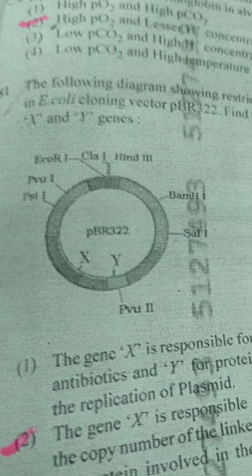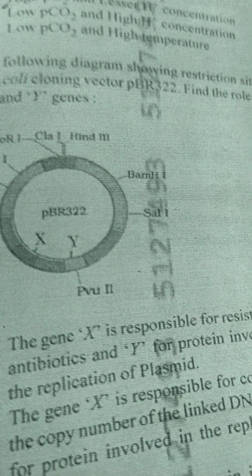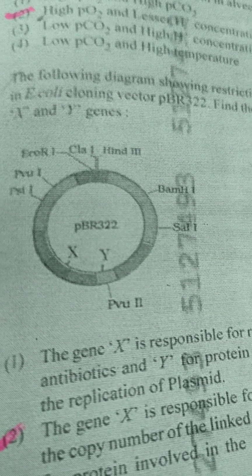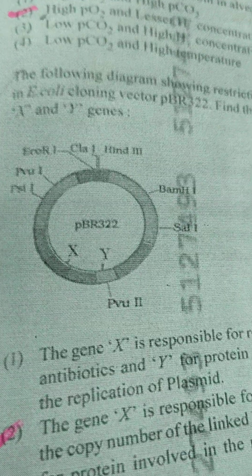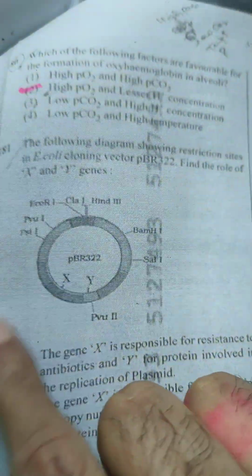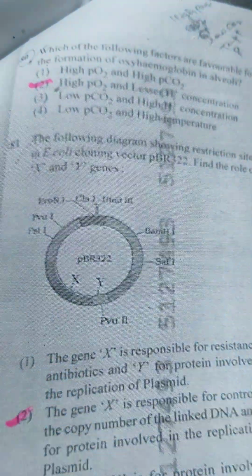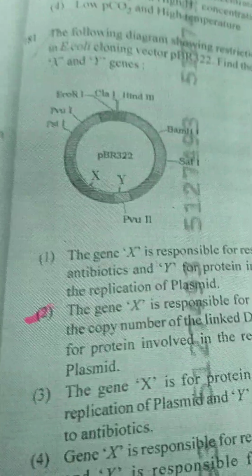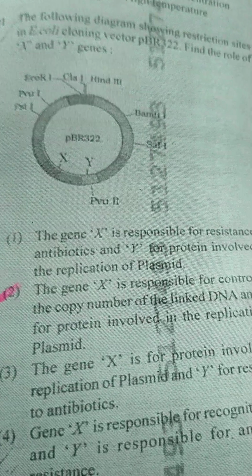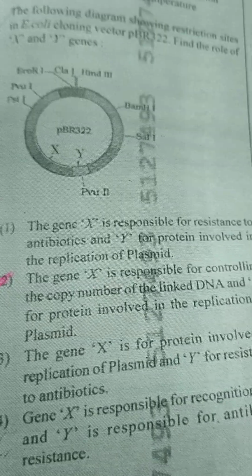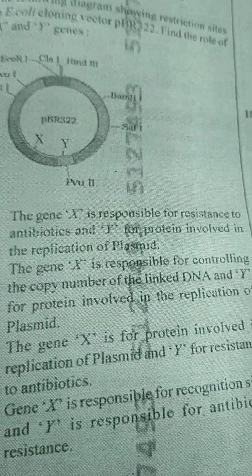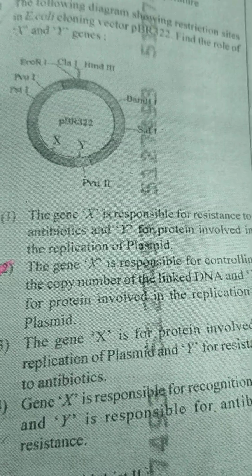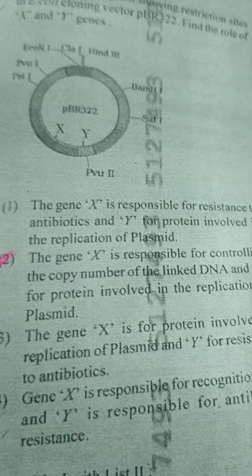Question number 181. In the following diagram, following restriction sites of E. coli cloning vector pBR322, find the role of the X and Y gene. The correct answer is 2. The X gene is responsible for controlling the copy number of the linked DNA, that is ori, and Y for the protein involved in the replication of plasmid.